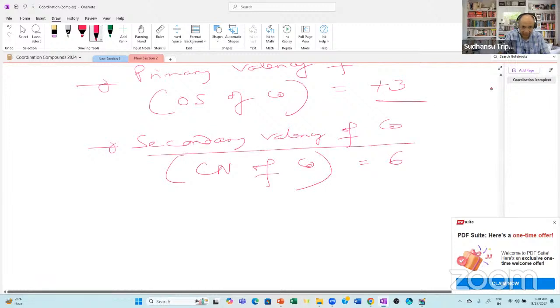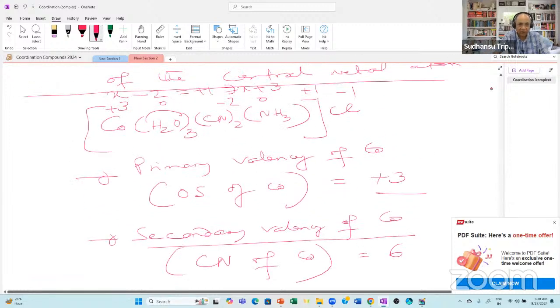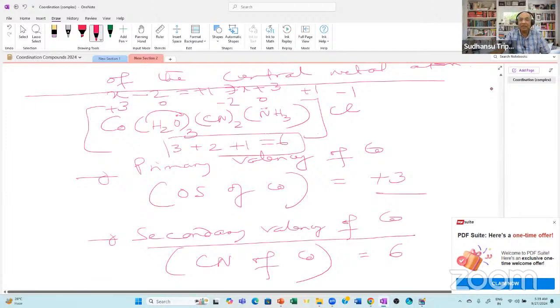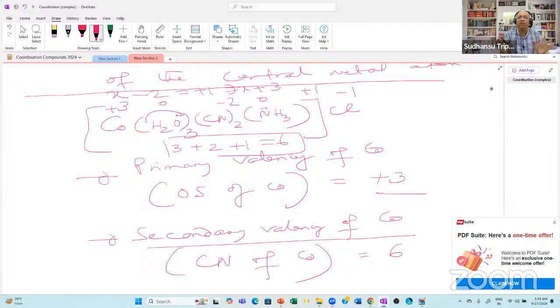And secondary valency, how many linkages? They all have only one donor atom. So 3 water means 3, plus cyanide, the carbon is the donor, so 2, plus ammonia, nitrogen is the donor. We shall study that later. These are all monodentate ligands, so one linkage for every molecule. There are 3 water molecules, 2 cyanide ions, and 1 ammonia, so the number of covalent linkages is 6. Undoubtedly, you will say the geometry is octahedral.